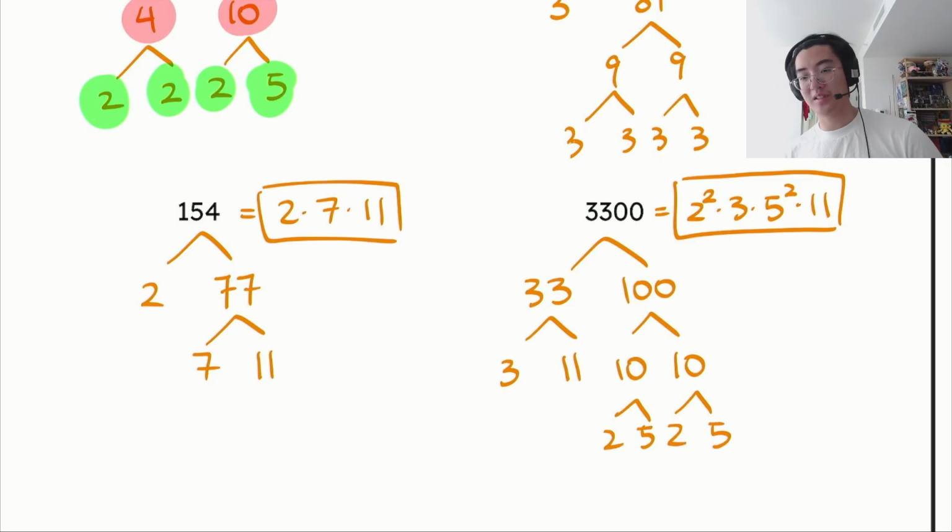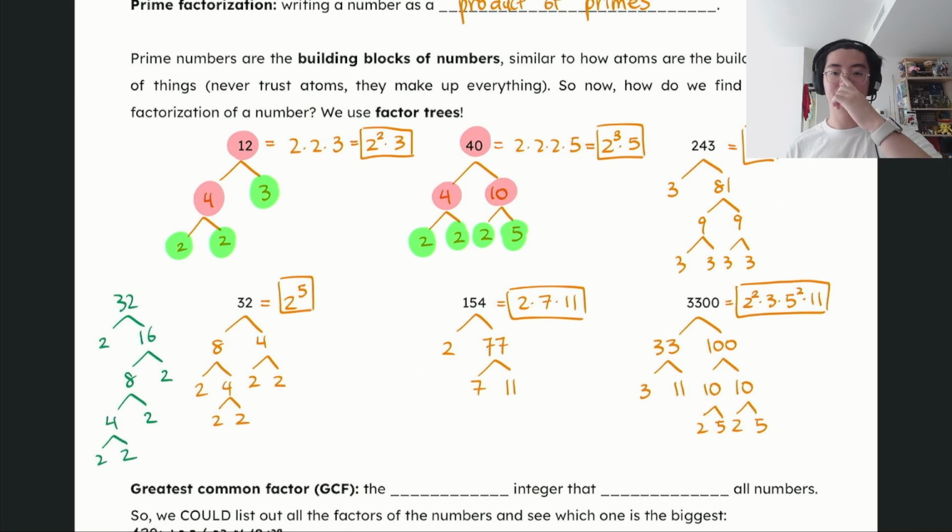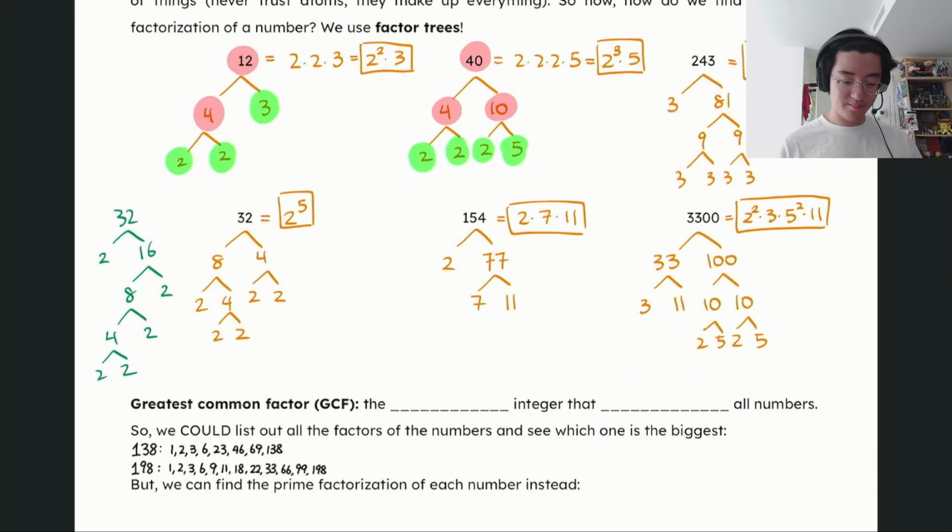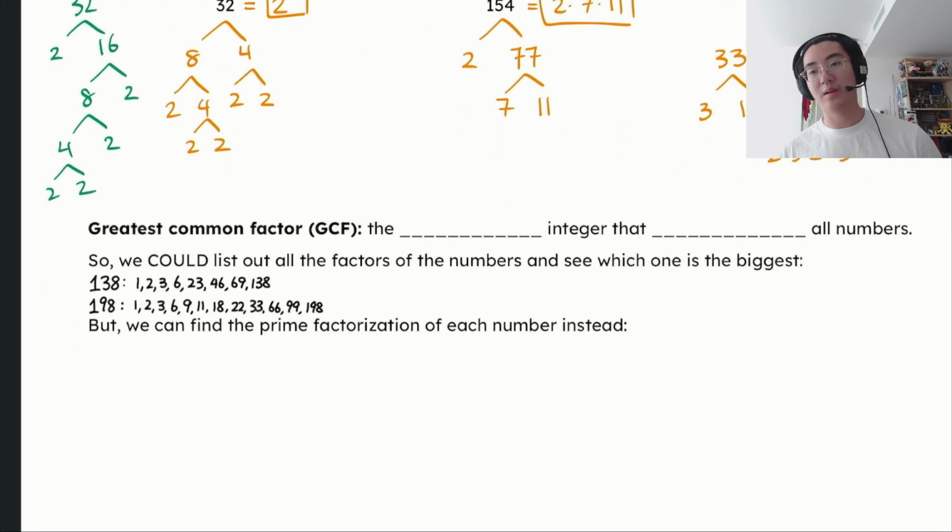Okay, that's how we do factor trees. We just keep dividing it until they're all primes. Or in other words, keep dividing until you can't divide them anymore. Okay, so now what's the greatest common factor?